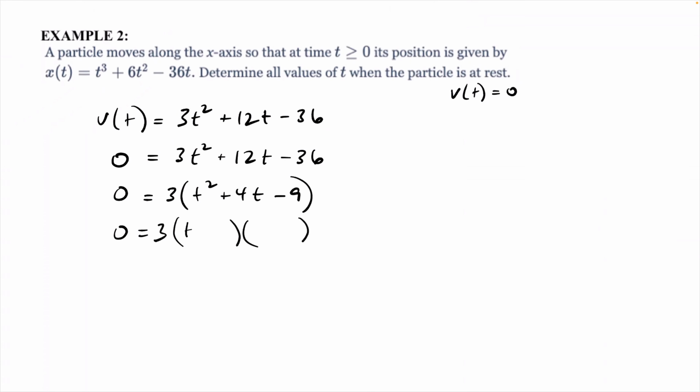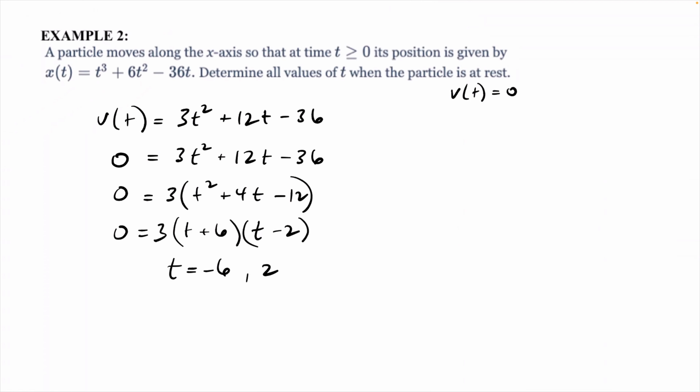Wait, no, but I divided by 3. 36 divided by 3 is 12, I did the same thing. Okay, what are the two numbers that multiply to be negative 12 and add to be 4? 6 and negative 2. So we get two answers. We get negative 6 and positive 2.